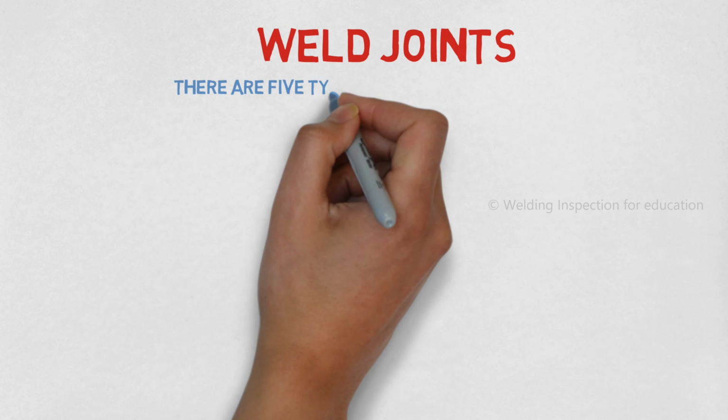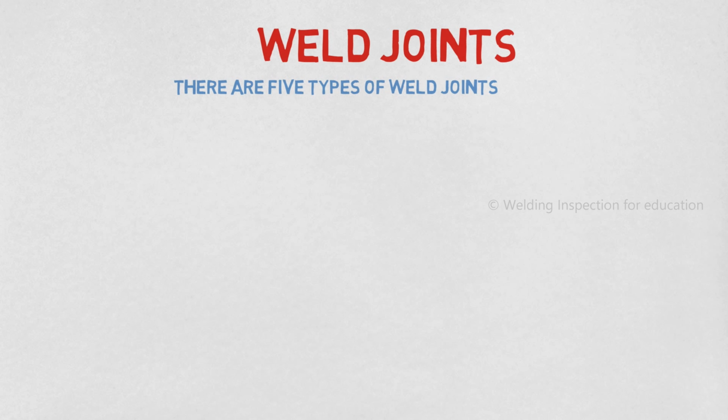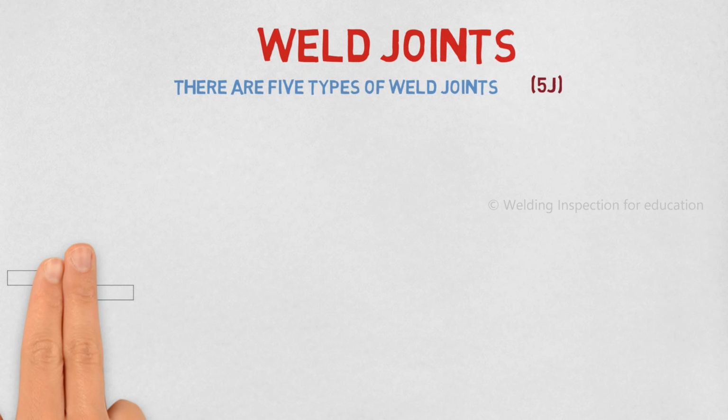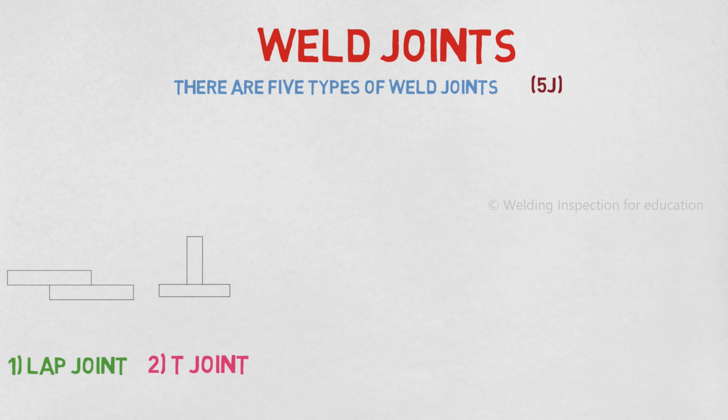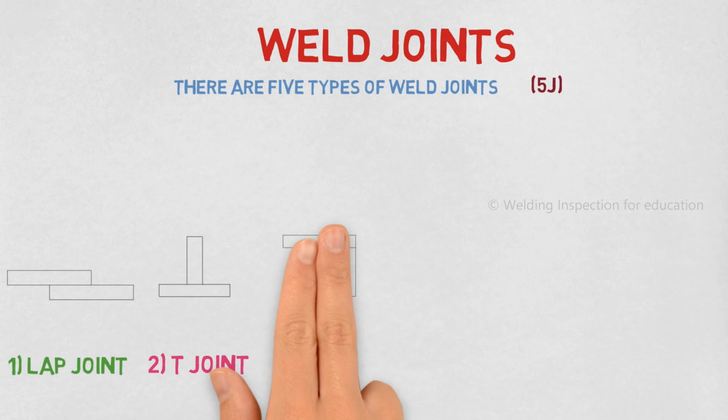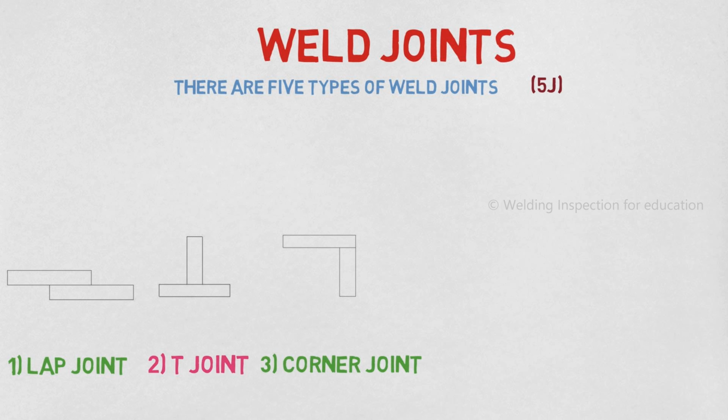Now let's review the weld joints. There are 5 types of weld joint, and remember 5J for the weld joint. First, lap joint. Second, T-joint. Third, corner joint. Fourth, edge joint.